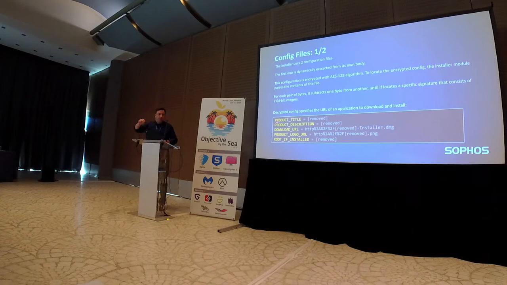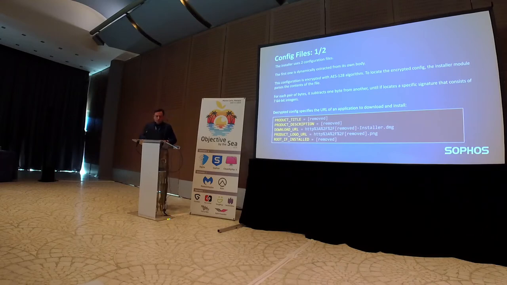And here is the snippet of the decrypted configuration file, which consists of things like product title, product description, download URL. This is where the installer actually tries to fetch the remote installer, the legitimate installer written by the developer, to run it on the machine and on the system.